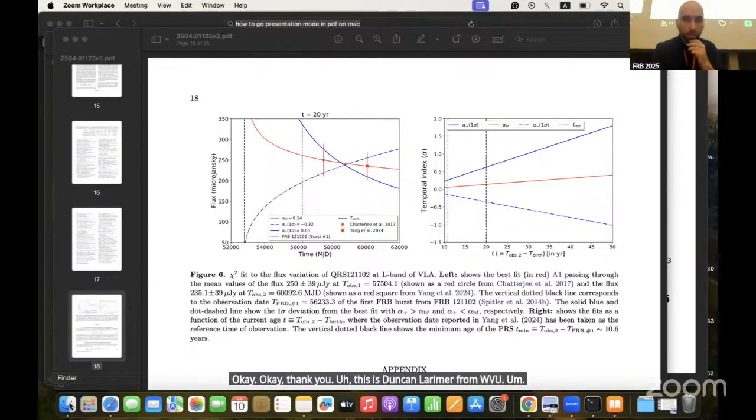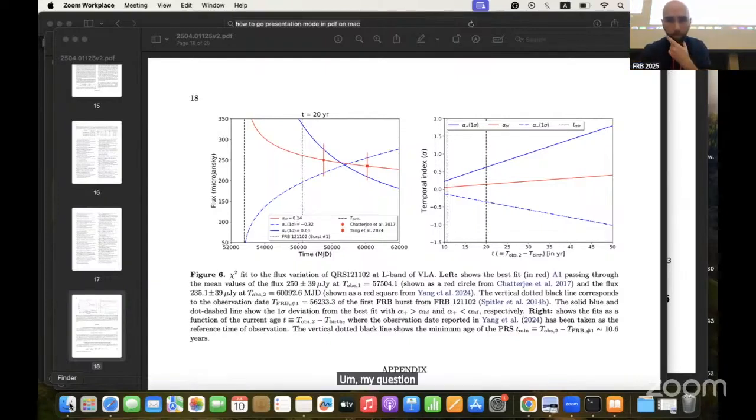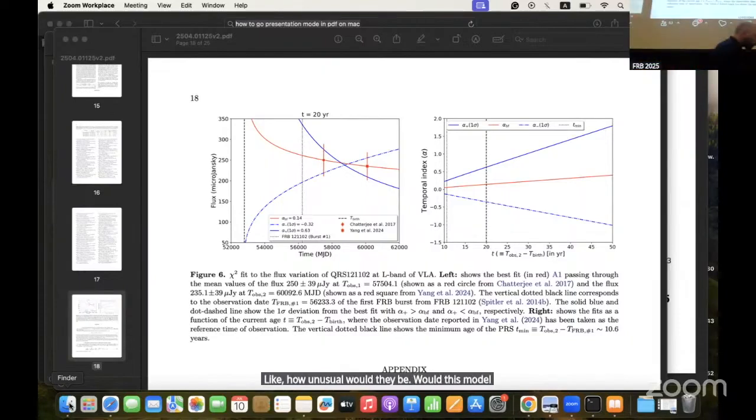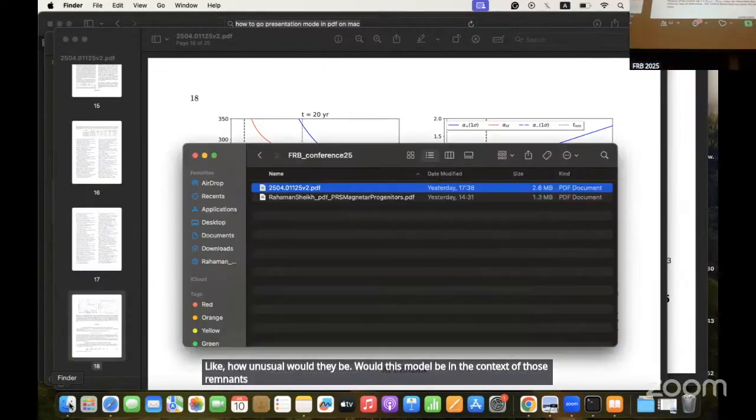Nice talk. My question is perhaps to all the audience, but to you right now: how do these PRS models compare with the 300 odd supernova remnants that we know in the Milky Way? How unusual would they be? Would this model be in the context of those remnants? Do you see what I'm saying?